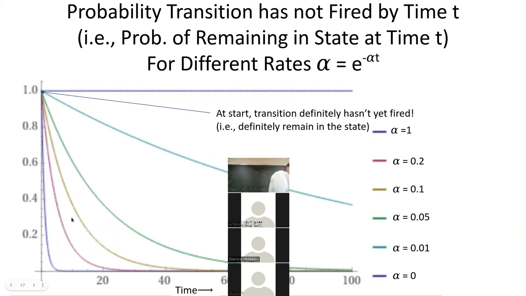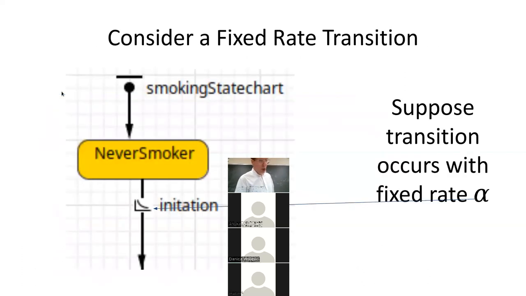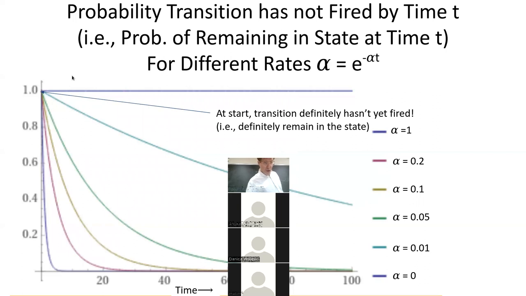What's the probability you remain in that state? And I hope it's intuitive that if you have no chance per unit time of going, if alpha is 0, then you are certain to remain in that state, no matter how far you look out, right? That's what that is. e to the minus 0, e to the 0, right? And e to the 0 is what? 1. Yeah, exactly. Okay, so that's one face I want you to recognize up there.